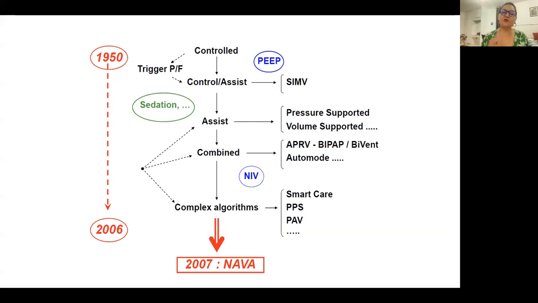And then we went to complex algorithms like proportional assist ventilation or positive assist ventilation. So these are the different modes. It's a lecture by itself. Different modes have their own lectures, but I just wanted to give you an overview of how we developed further and what we gained by developing further. And in 2007 came NAVA.